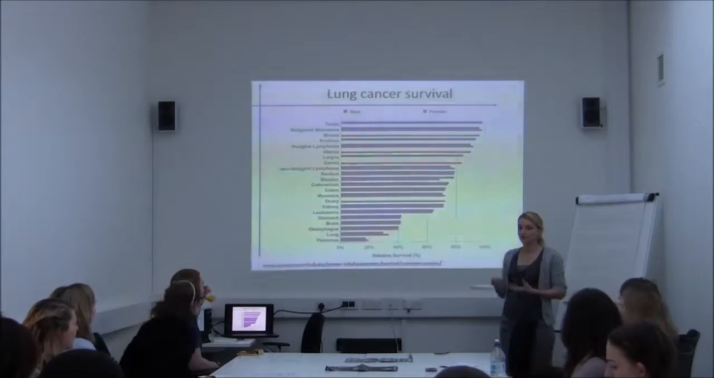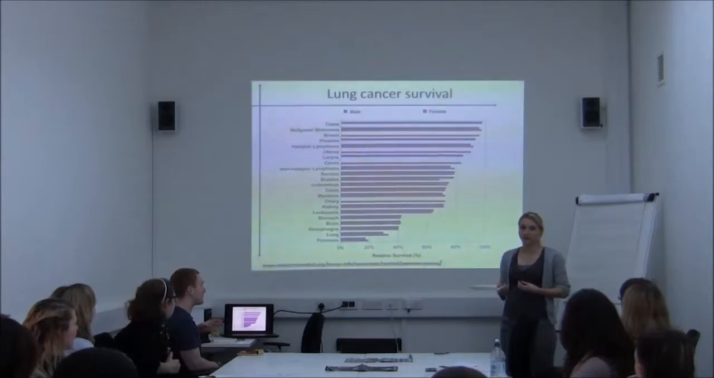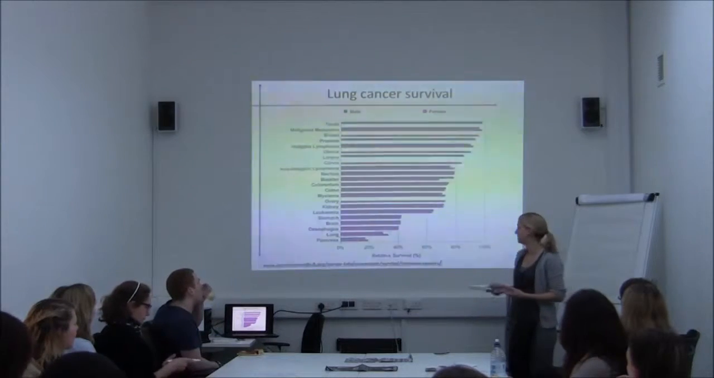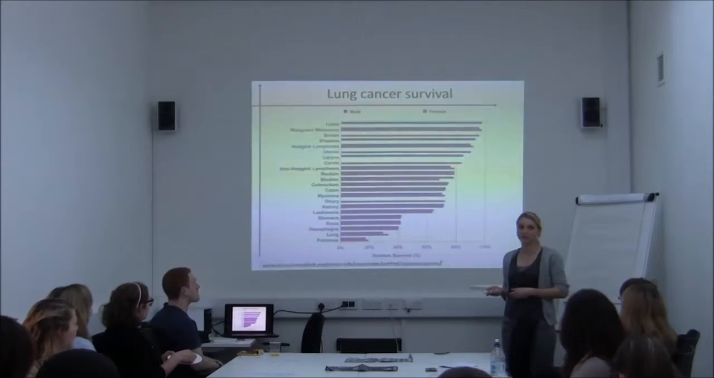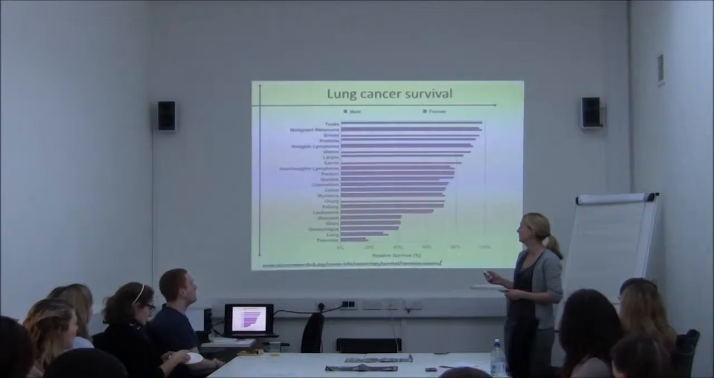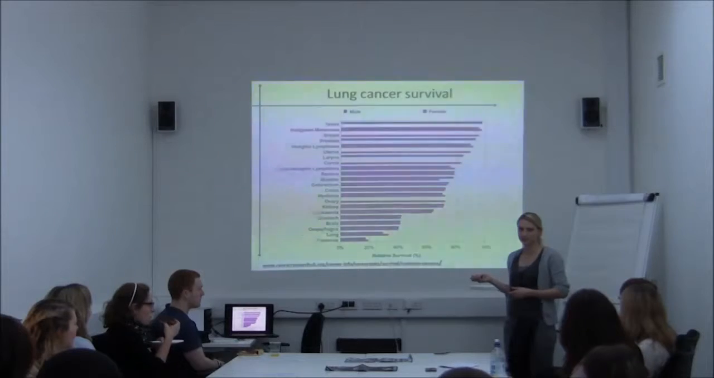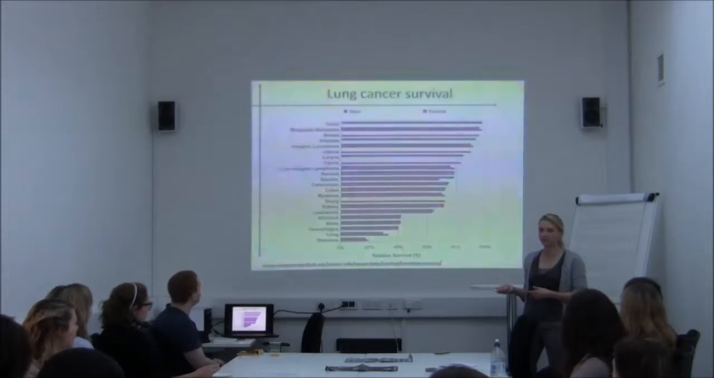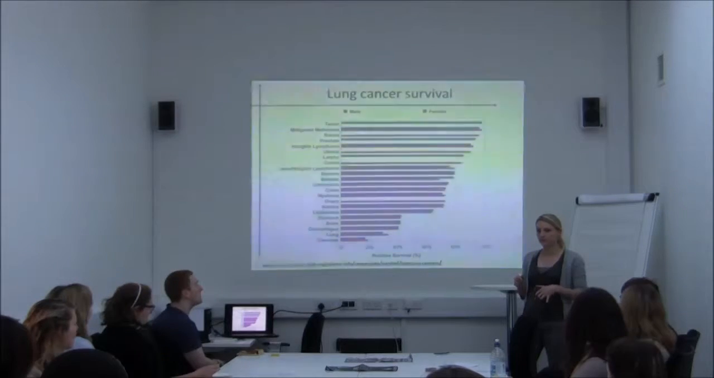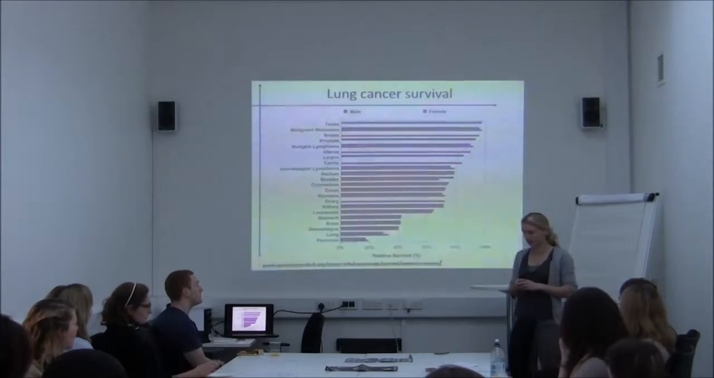What you need to know about lung cancer is that survival rates are extremely low compared to other types of cancer. As you can see in this figure, lung cancer is all the way down here. It has the second lowest survival rates. If you compare it to, for example, testicular or breast cancer, where 1-year survival rates are over 90%, in lung cancer it's about 30%.